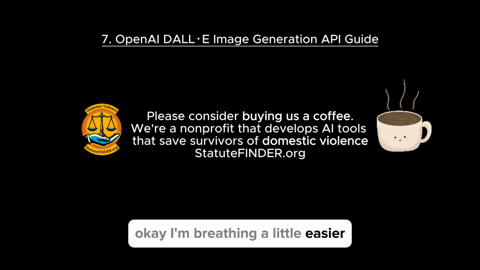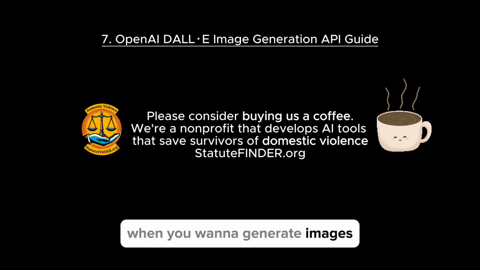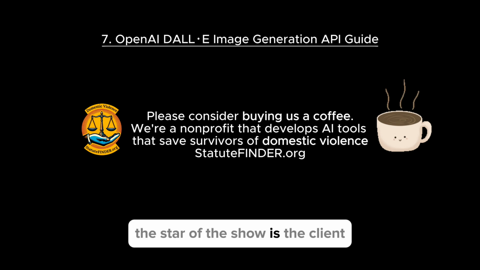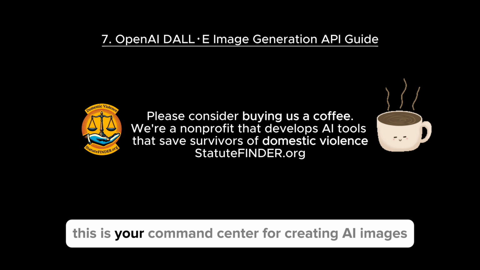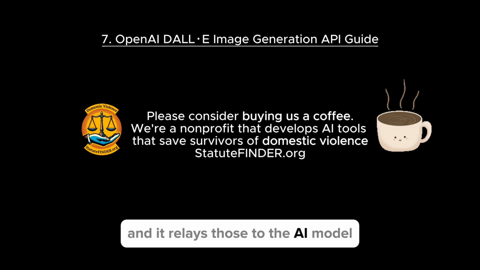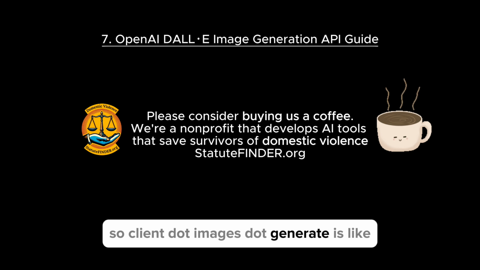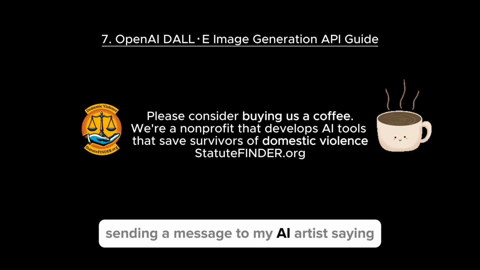Okay, I'm breathing a little easier, so walk me through it. What's the first function I should wrap my head around? When you want to generate images, the star of the show is the client.images.generate function. This is your command center for creating AI images. Think of it like this. You give it instructions, your text prompt, and a few other things, and it relays those to the AI model, which gets busy creating your image. So client.images.generate is like sending a message to my AI artist saying, here's what I want you to paint.